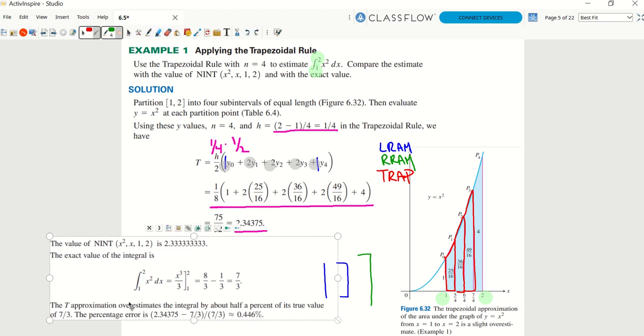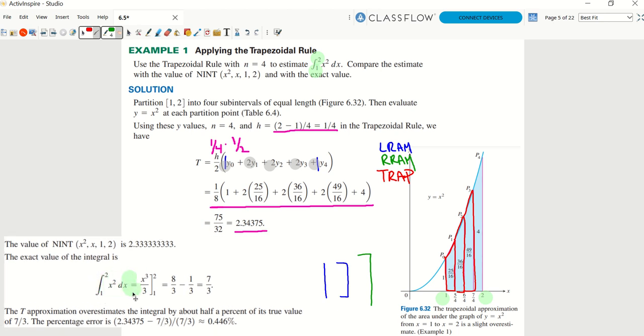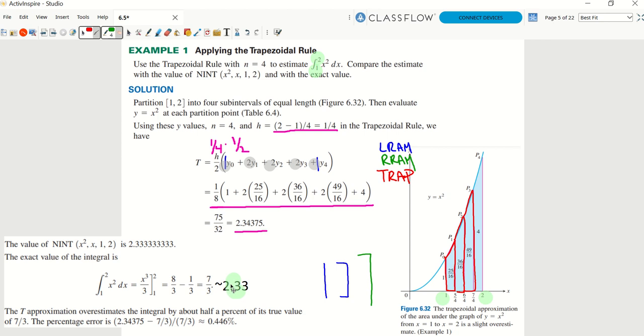Now, if you look right here, I evaluated this integral by taking the antiderivative of x squared, and I got x cubed over 3, evaluated it, and I get 7 over 3, which becomes 2.3 repeating. So this is the actual area, this is the estimation, so we can see this is an overestimation, because this is greater than this.